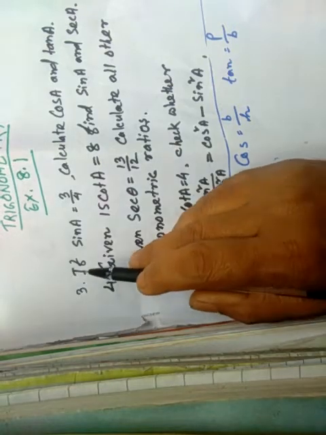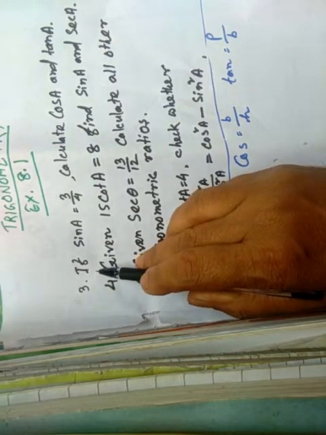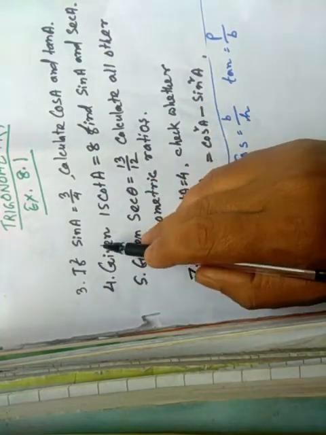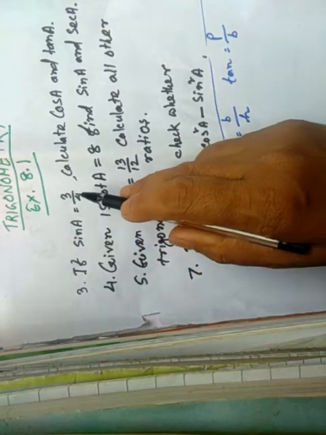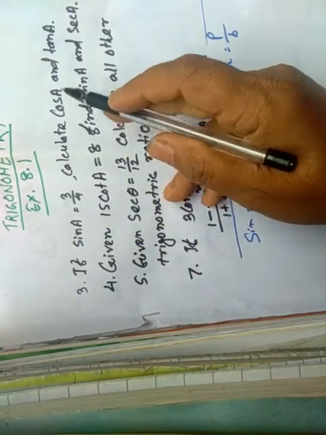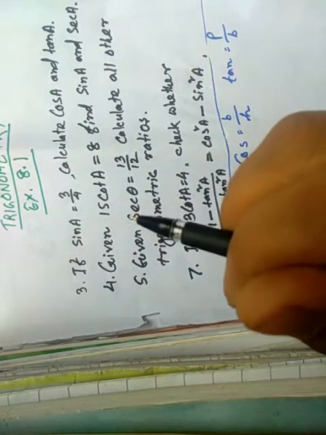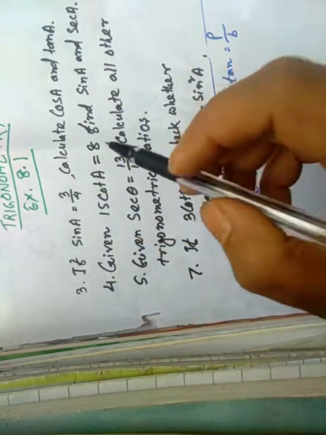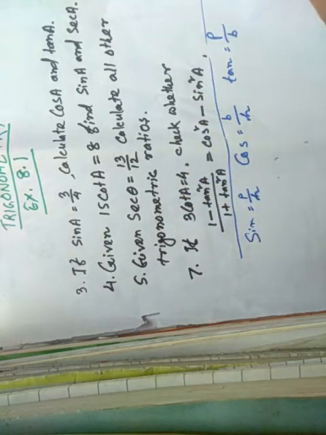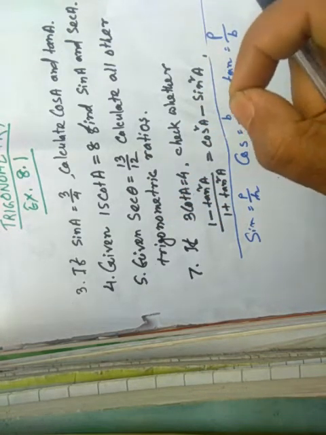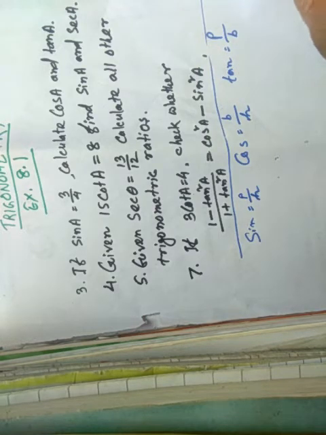Okay. In the third question, question number 3, it is given that if sin A equals 3/4, calculate cos A and tan A. Here in this question, the name of the triangle is not given, so we should not draw the triangle. From sin A, we should calculate cos A and tan A.